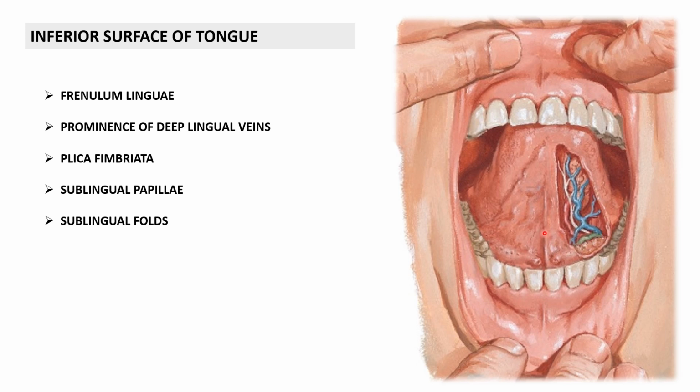Again, on either side of the frenulum linguae, we can appreciate a darkish prominence of a vein, that is nothing but the prominence of the deep lingual vein. On this side, the mucous membrane is disturbed in order to show how exactly the deep lingual vein is located. So the prominence of this vein will be appreciable on either side of the frenulum linguae. Further laterally, we have a crumbled mucosal fold that is called plica fimbriata.